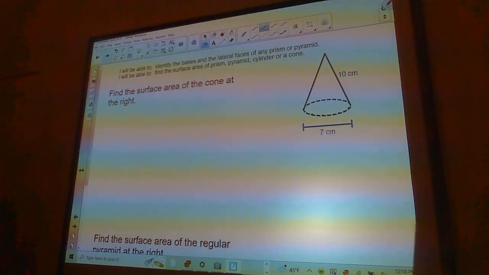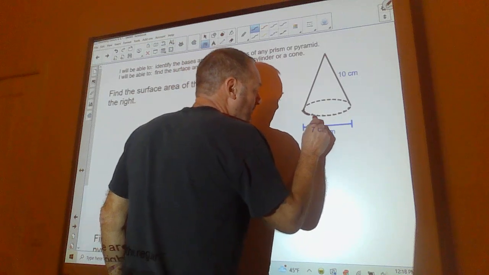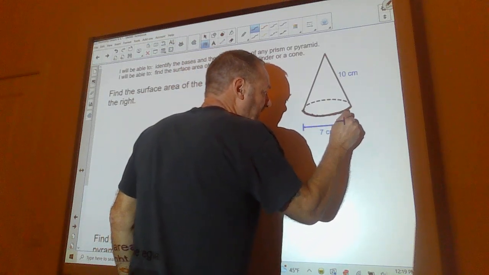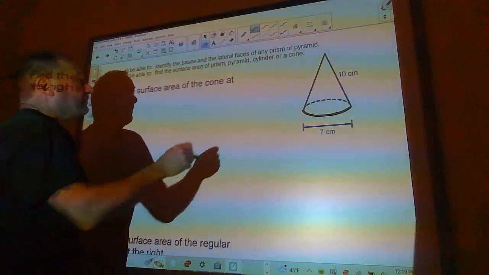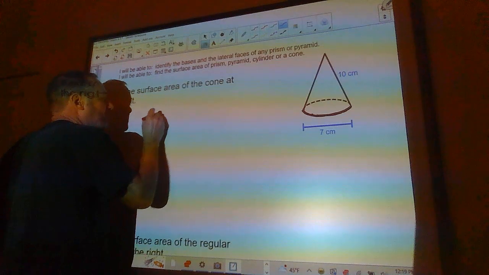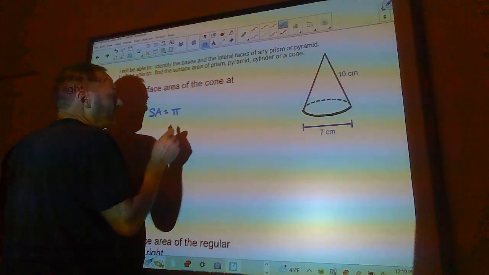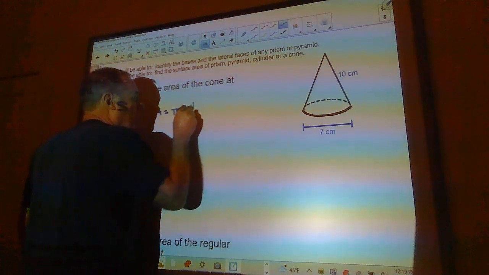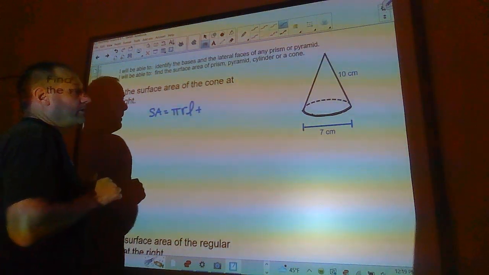Now the surface area of the cone, I find the students have the hardest time finding that. Okay, and I'm going to go ahead and give you a formula for that. The formula is going to be surface area is pi RL plus pi r squared.